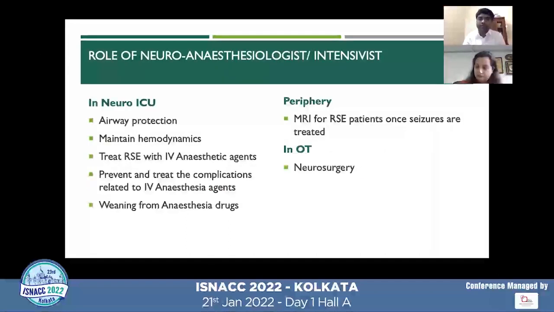What is the role of the neuroanesthesiologist in intensive care? Definitely in neurocritical care: airway protection, maintaining hemodynamics, treating the refractory status with IV anesthetic agents, preventing complications related to IV agents, and most importantly, weaning from the anesthetic drugs. In the periphery, we may be involved in sedation or giving anesthesia for patients whose seizures have been treated, and definitely in the operation theater for disconnection or resective surgeries, which are the last resort surgeries for treatment.